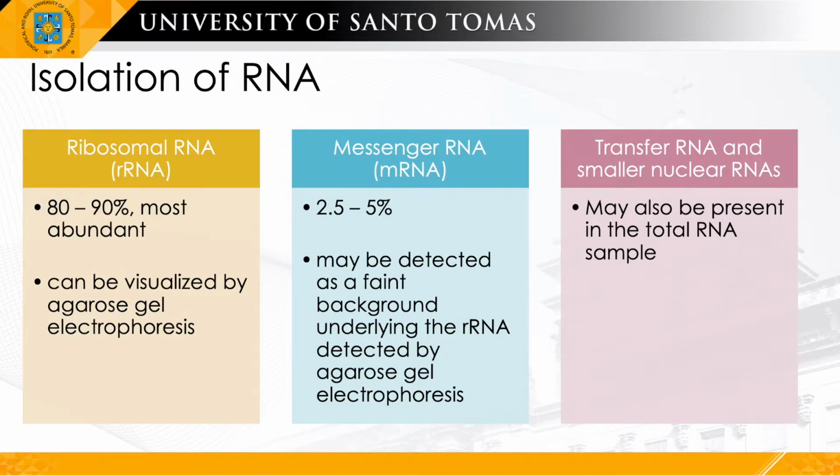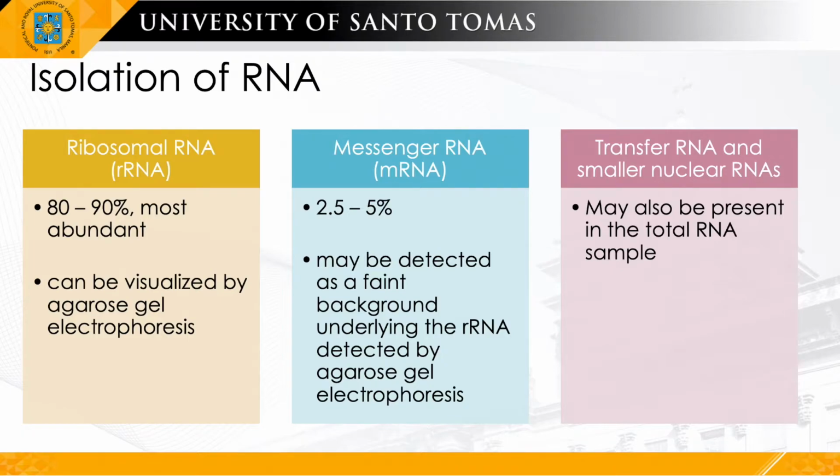So in isolating RNA, the most abundant that we get is usually your rRNA or ribosomal RNA. It's 80 to 90%, and it's the most abundant of any type of the RNAs that you know. It can be visualized by agarose-gel electrophoresis.